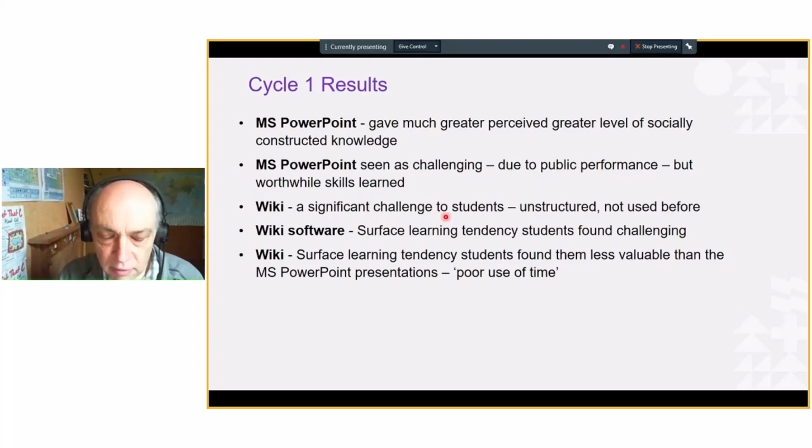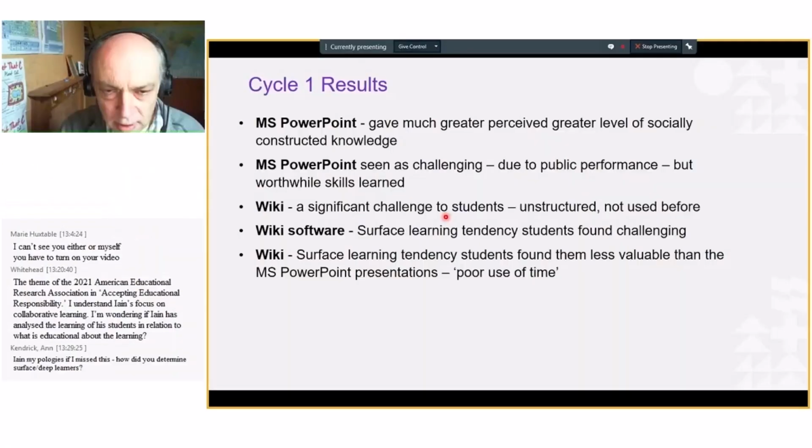It was unstructured. I gave it as a kind of raw wiki, really. They had to create a lot of the content themselves, at least the headings for the wiki. And as I say, they'd not used the software before. Surface learners found the wiki software quite challenging. They were the ones to certainly highlight that, compared to deep learners who found it less challenging in general.